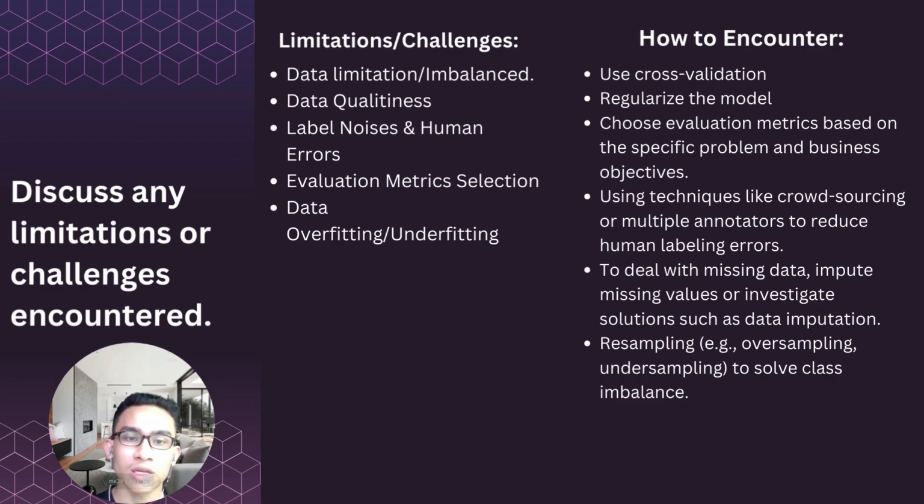To deal with missing data, which led to data limitation or imbalance, imputing missing values or investigating solutions such as data imputation will be helpful. The last one is resampling, such as oversampling or undersampling, to solve class imbalance. We resolve the overfitting or underfitting in certain data sets. So that's all from me and the rest of my group team. Thank you.